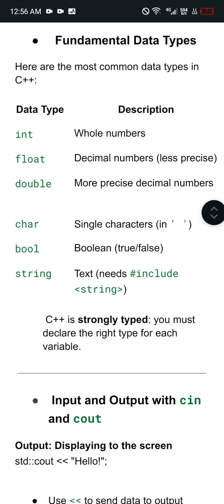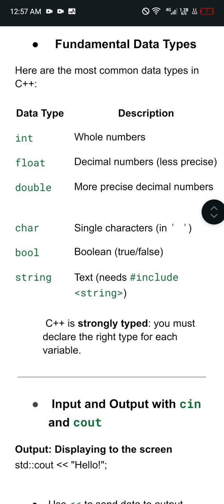Char, or character, can be assigned single characters like A to Z or other symbols by using single quotation marks. Bool, or boolean, represents true or false. This is often used in conditionals or logic. A string, lastly, is the most complicated one. This uses text, and we also need to type in a library, which is include string. These are some examples of the data types.